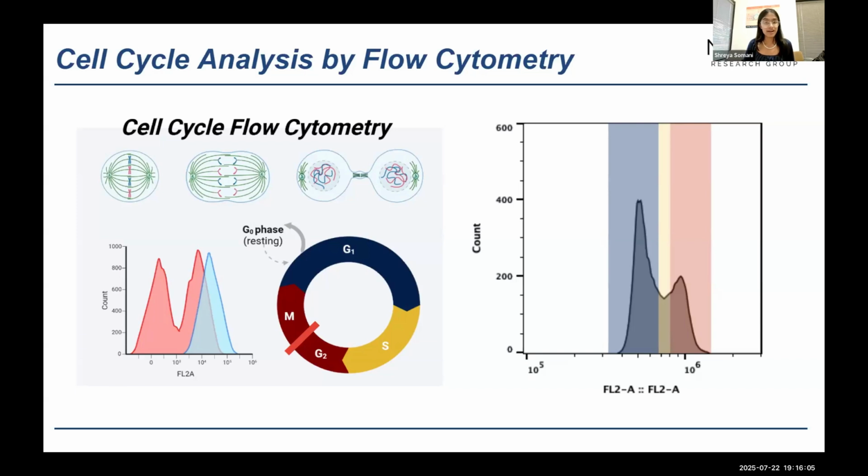We're able to quantify the percentage of cells in a sample in each phase through the graphs that we receive from the flow cytometer. As you can see on the right, based on the area under the curve of different sections of the graph, we can quantify what stage of the cell cycle those percentage of cells are in.